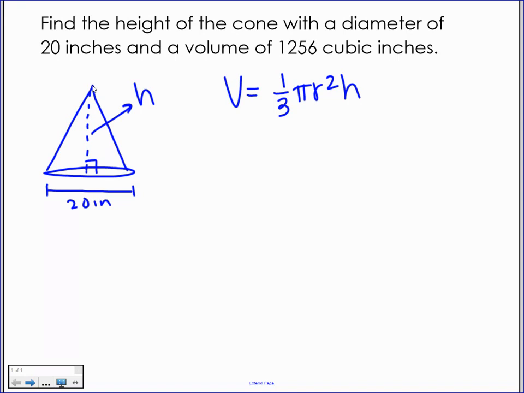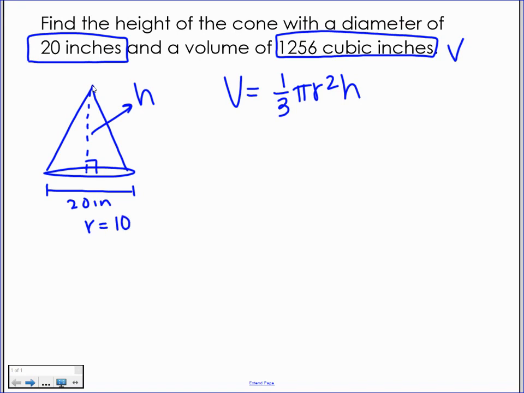So now we can just start to plug in everything that we know. Luckily, we know what the total volume is, so this will be V, and the diameter is 20, but we need to find the radius from the diameter. The radius should be half the diameter. So if the diameter is 20 inches, the radius equals 10 inches. That would be half the distance, from the center to the outside of the circle, 10 inches.